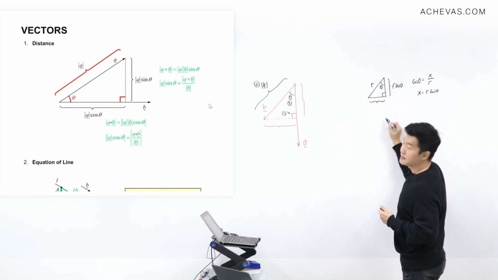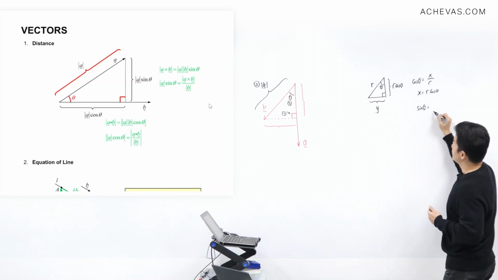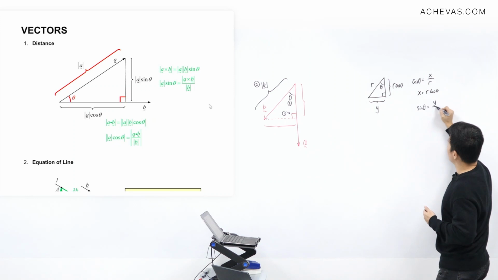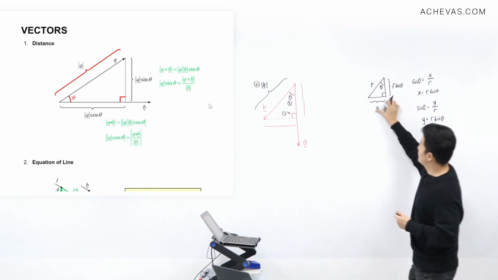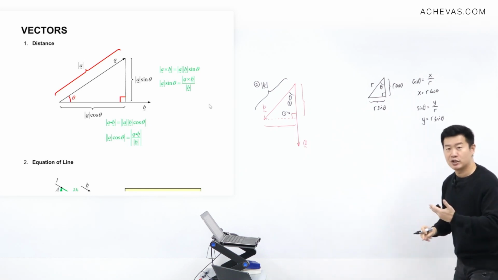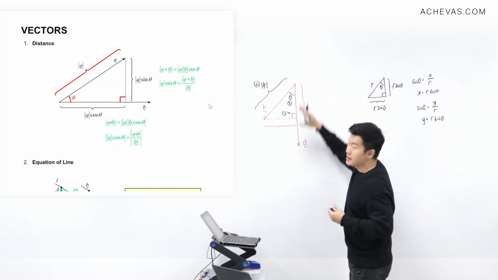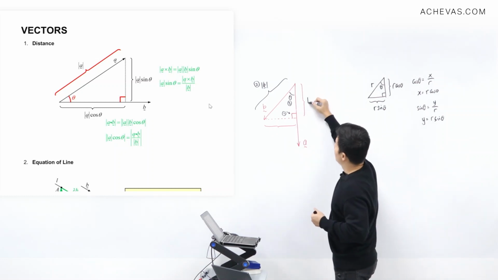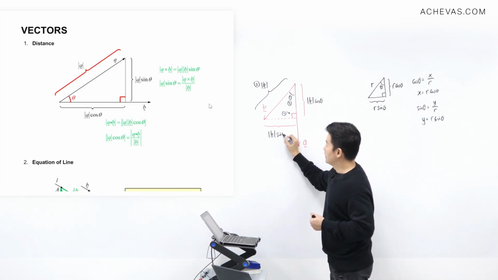Now I'm going to try to find this distance. Let me call this distance y. If I were to do sine theta, then sine theta is going to be opposite y over the hypotenuse, which is r. This tells me that y here is going to be r sine theta. So let me replace this: this is r sine theta. So if the problem requires me to find this distance or this distance here from geometry, it is modulus of b cosine theta, and this distance here is modulus of b sine theta.